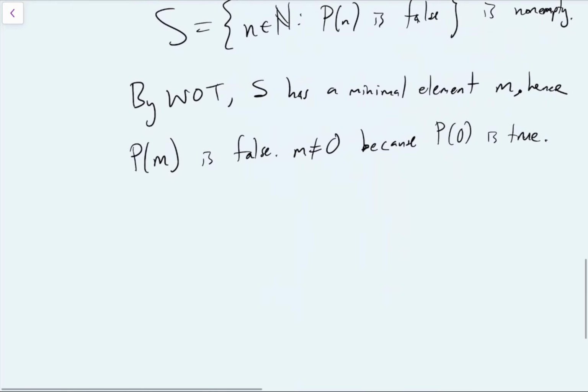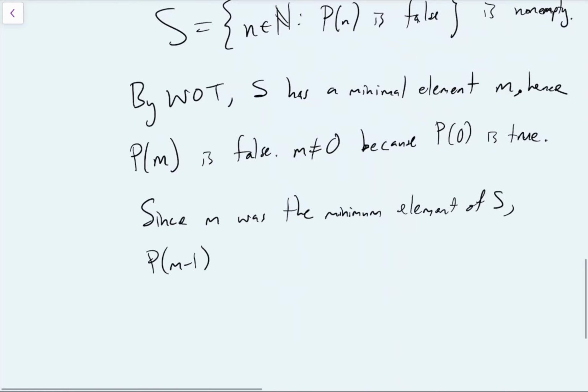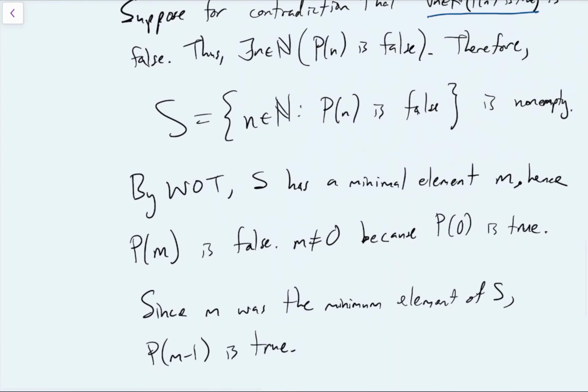I claim, since m was the minimum element of S, p of m minus 1 is true. And the reason for that is just that m had to be minimal. If p of m minus 1 was false, then m minus 1 would have been an element of S. But that would have contradicted the minimality of m. m has to be the smallest element of S, and if m minus 1 was also in S, that would not be the case. So that tells us that p of m minus 1 has to be true.